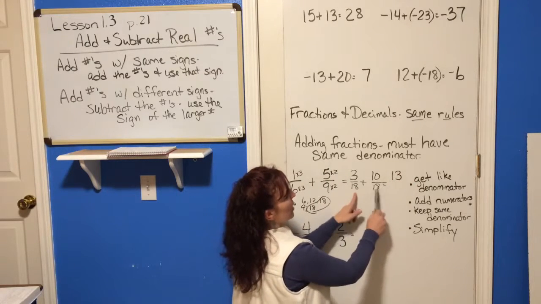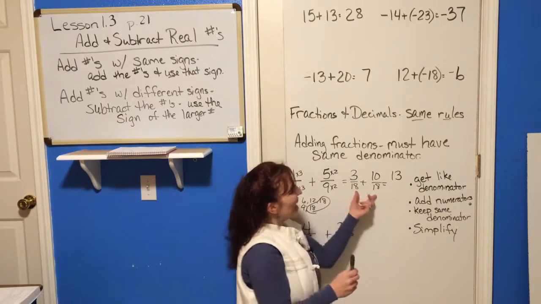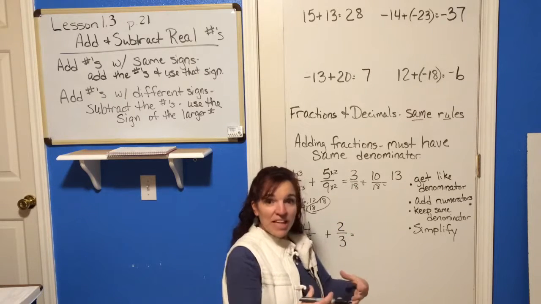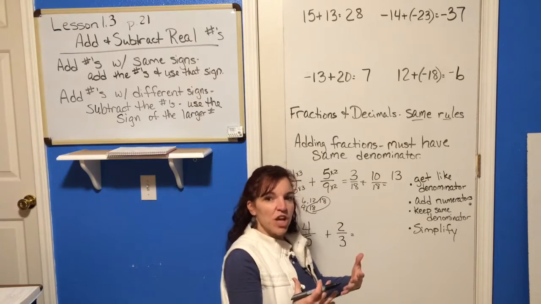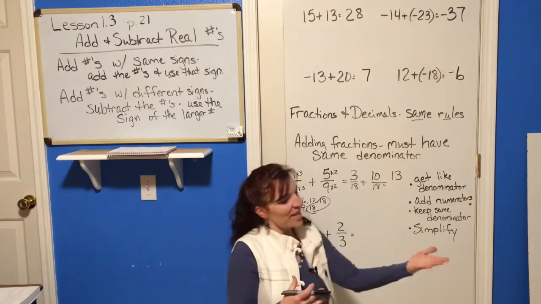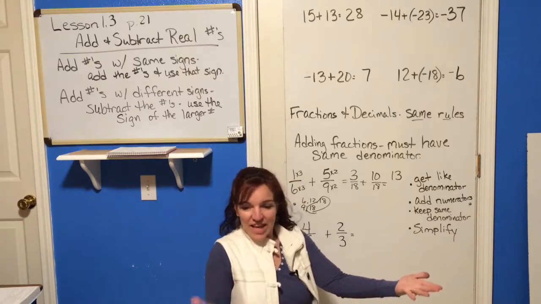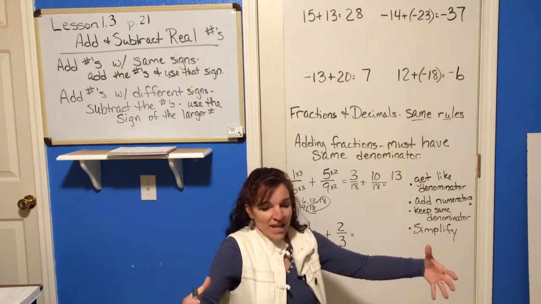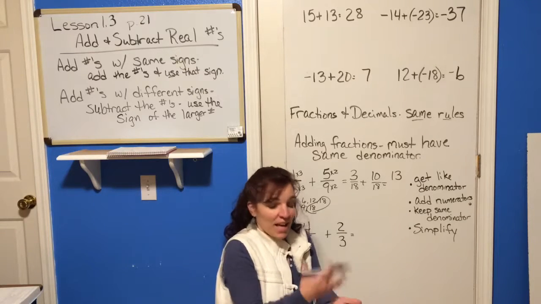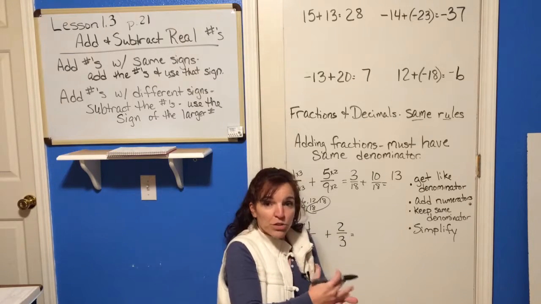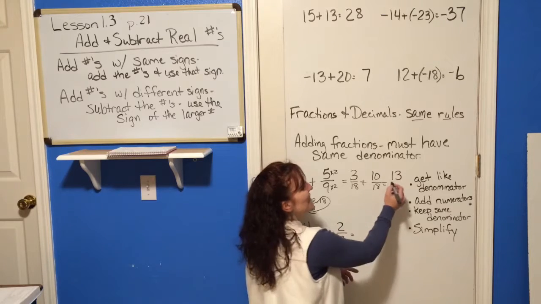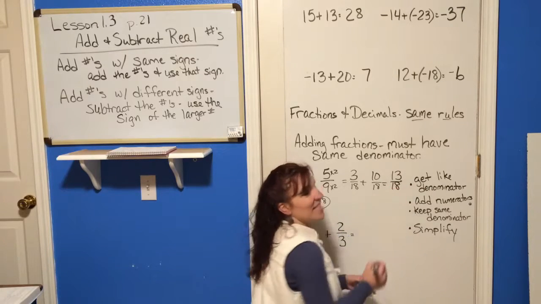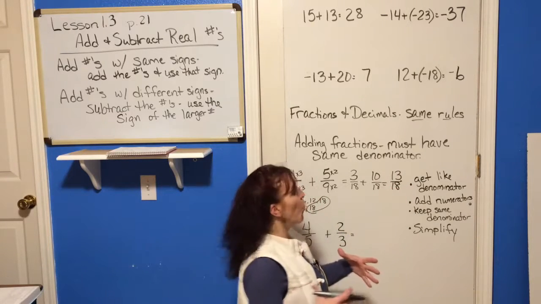Keep the same denominator. The reason for that is that 18 is the size of the piece. The size of the piece doesn't change when you add them. Now I have 3/18 of a pie here. I have 10/18 of a pie here. I'm just adding them up and putting them into the same pan. And I'm counting them. There are 13 pieces, but the size is still 18ths. It takes 18 of those pieces to make the whole pie.